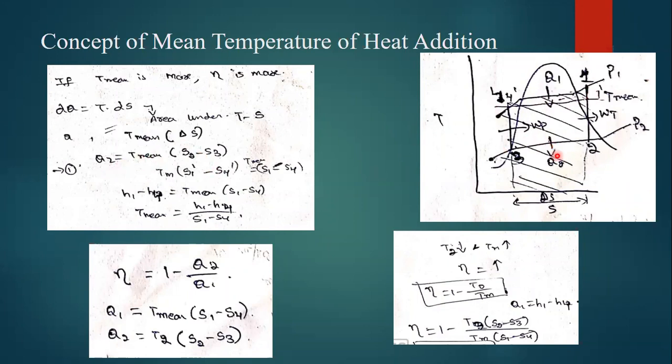Heat rejected we need to take. Now what is the total heat we have? It is Q1 minus Q2. That's why we need to take only this area. So how can we get only this area?